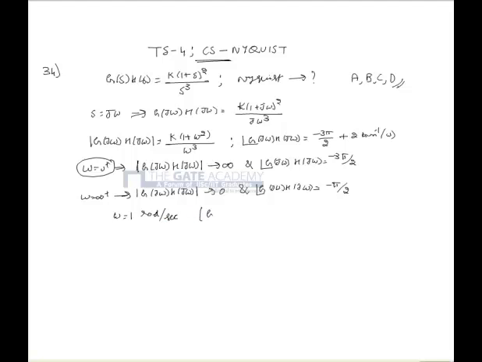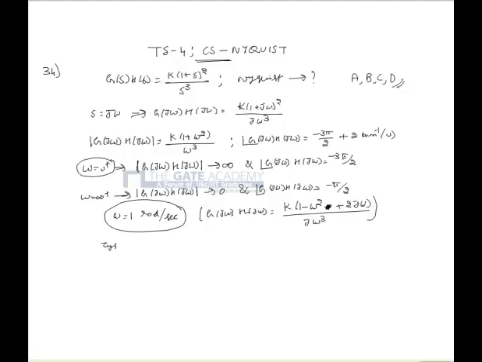This is by expanding G(j omega) H(j omega) in real and imaginary form, we get k into (1 minus omega square plus 2j omega) divided by (j omega) cube. By equating the imaginary part to 0, we get that the Nyquist plot intersects with the real axis at omega equal to 1 radians per second.